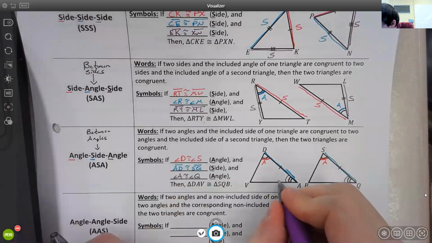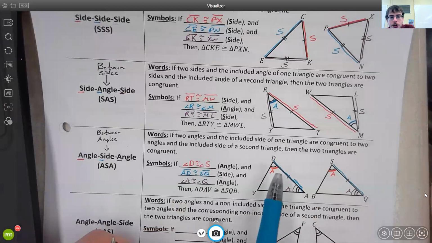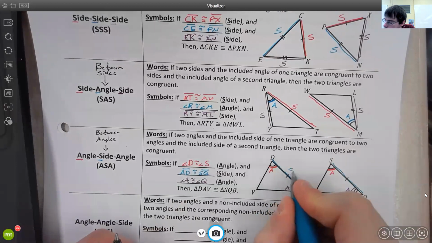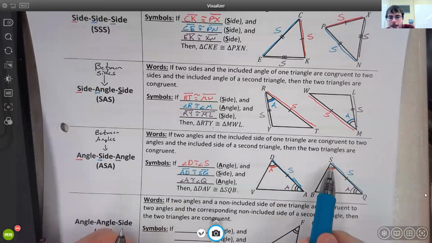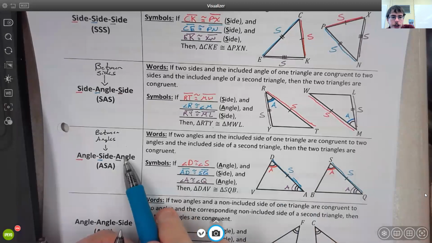And you're going to notice something here. Where is that side? Well, do you see how that side touches both of the angles? That side is in between those angles because it touches both of them, okay? So think of it like this. If you have a tick mark or a measure here that is congruent and it's between those two angle measures, like you have angle, side, angle, then that means you're using ASA.